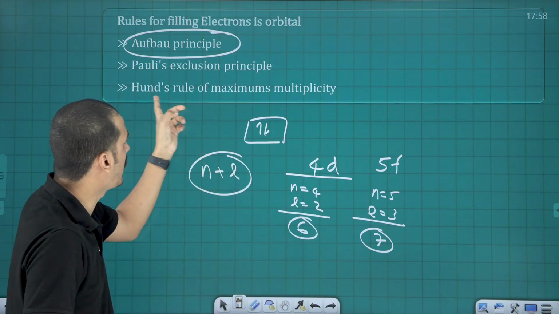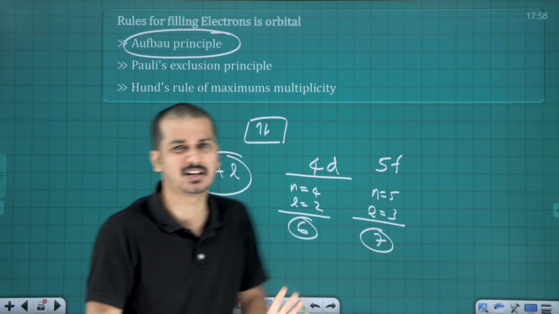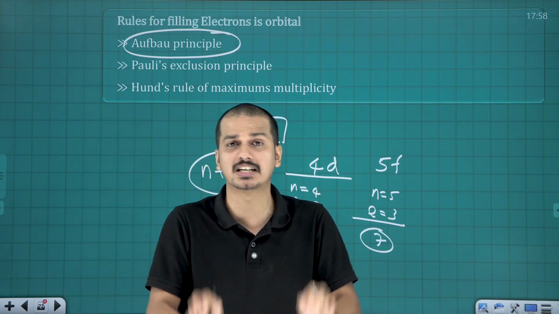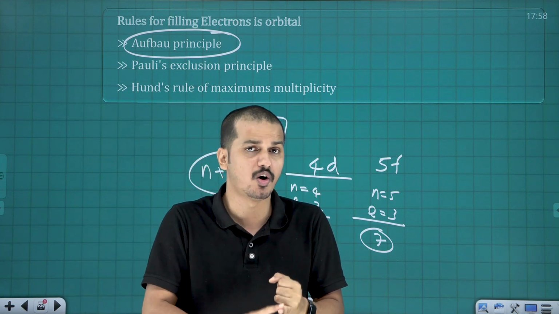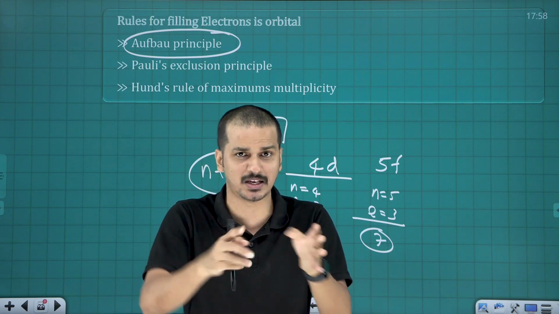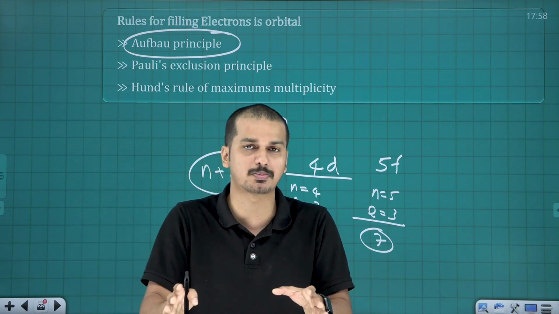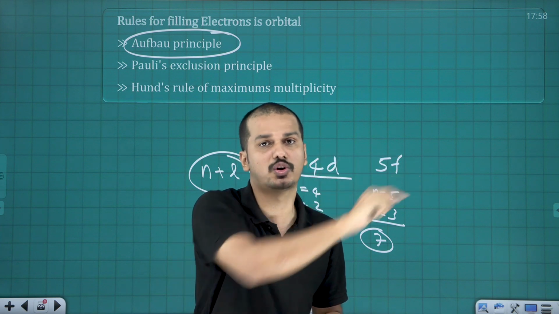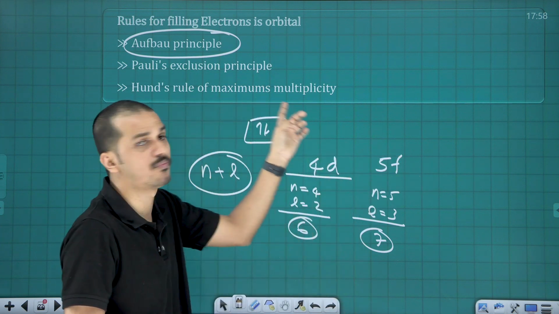And the final one, Hund's rule of maximum multiplicity. It concerns the pairing of electrons in degenerate orbitals like px, py, pz, or dxy, dxz, dyz, dx square minus y square, in the case of the D subshell. Pairing will take place only after they are singly occupied. That is what is called Hund's rule of maximum multiplicity.